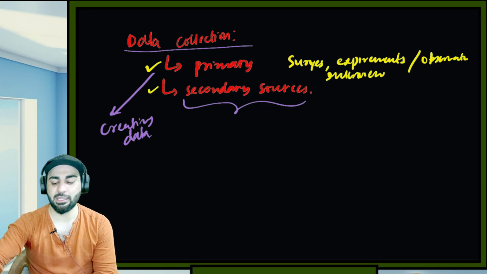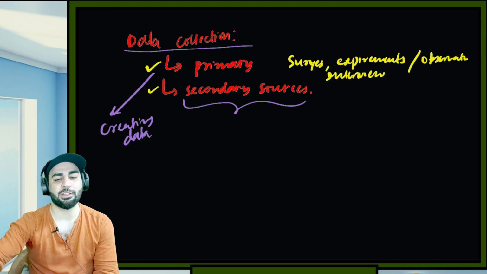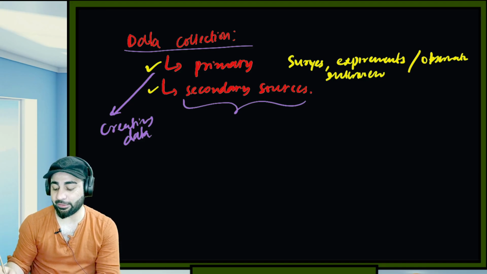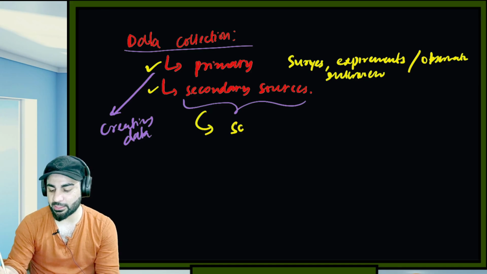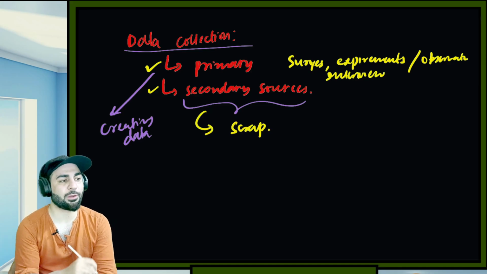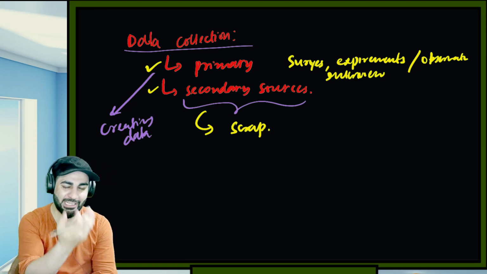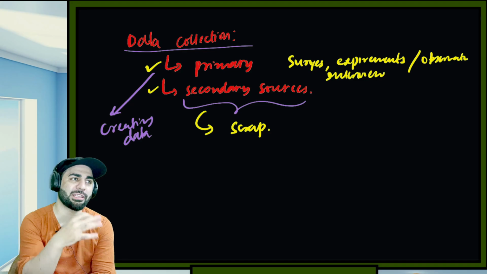After you have this, if you have enough secondary sources, what to do? What to do is, you can scrape the web. Okay, you can scrape the web, and there are a lot of tools like Beautiful Soup and Selenium by which you can scrape the web.